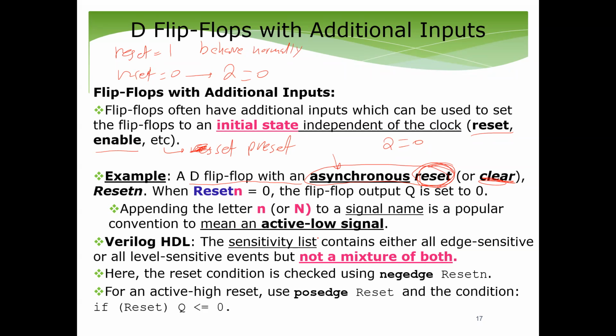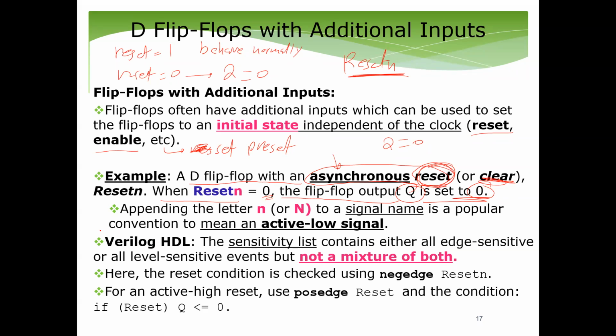And as a convention in Verilog, usually if you write the name of a signal and then follow it with the letter N, that means this is an active low signal. This is just a convention, it's not required. It makes it easy when you read someone else's code to know if this signal is active high or active low. So when reset N equal to 0, the flip-flop output Q will be set to 0.